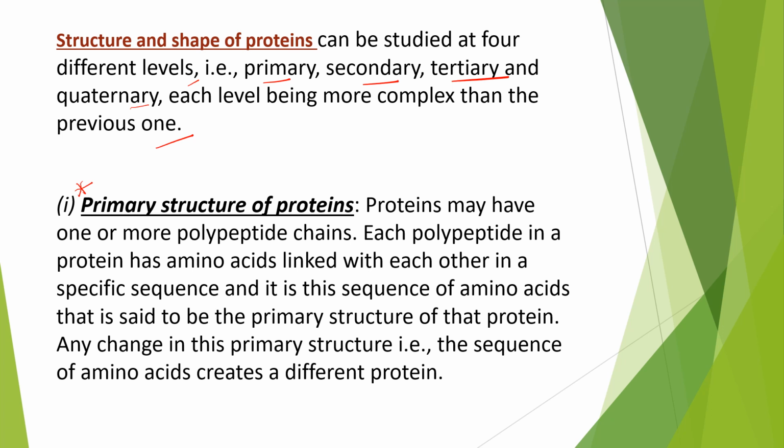Proteins may have one or more polypeptide chains. Each polypeptide in a protein has amino acids linked with each other in a specific sequence, and it is this sequence of amino acids that is said to be the primary structure of protein. Any change in this primary structure, that is the sequence of amino acids, creates a different protein. The simplest structure of protein is the primary structure. Next, we will study the secondary structure of proteins.